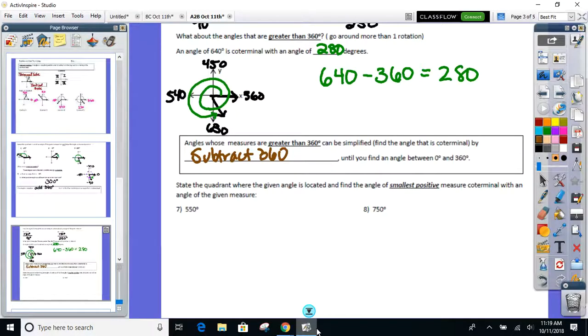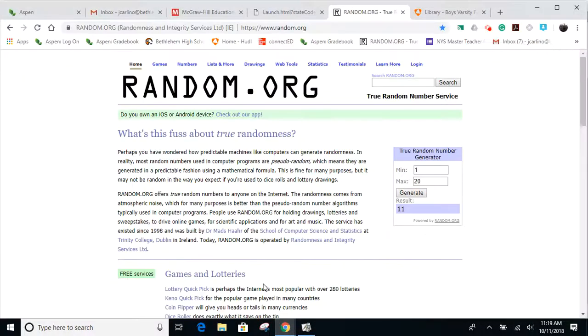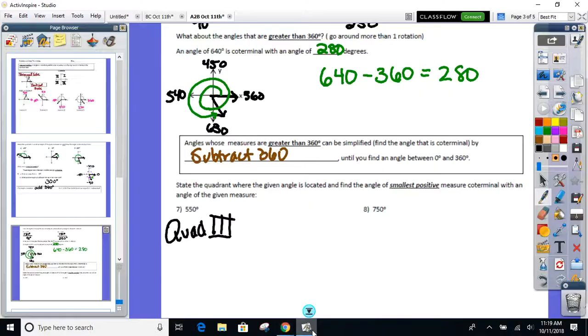11. What quadrant? 550. Third. Quadrant 3. Perfect. Name the smallest angle that's coterminal now. Shares the same side as 550. Here you go. 12. What do you got for me? 190. Nice job. Anybody want to ask questions or see where any of that came from?